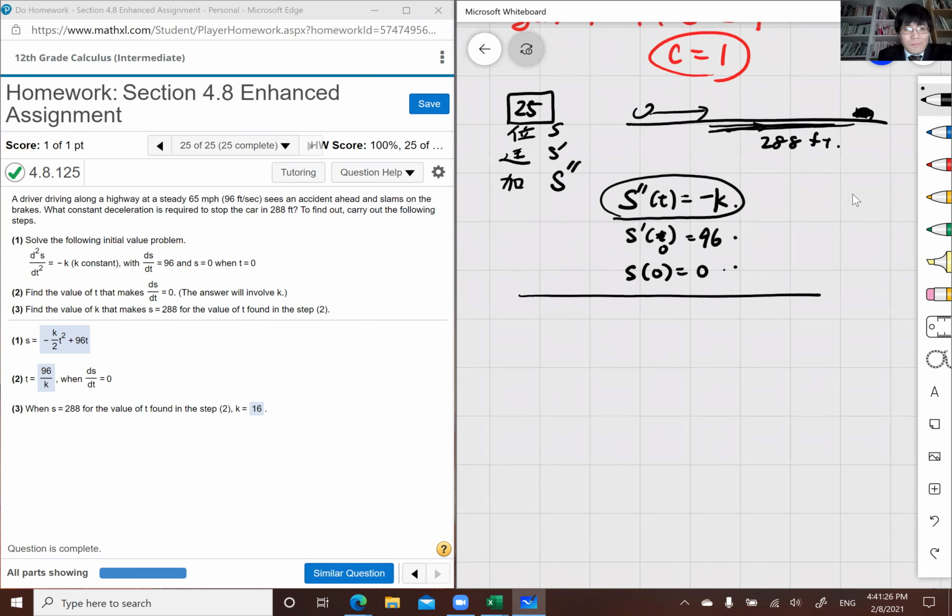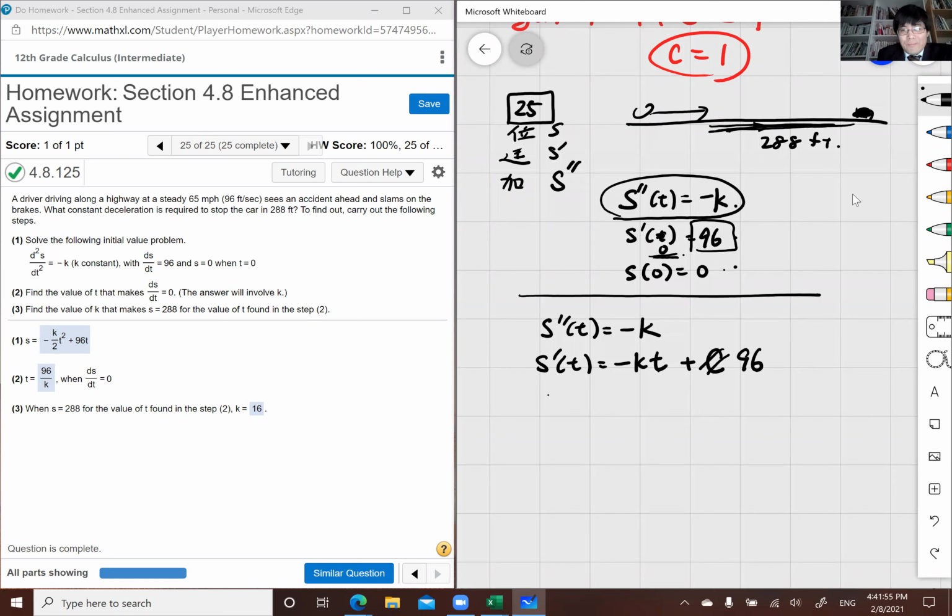So now let's find the functions first. Let's integrate this one. You get negative kt plus some constant. And we know that when t is equal to 0, this is 96. So it's obvious that this constant is going to be 96.